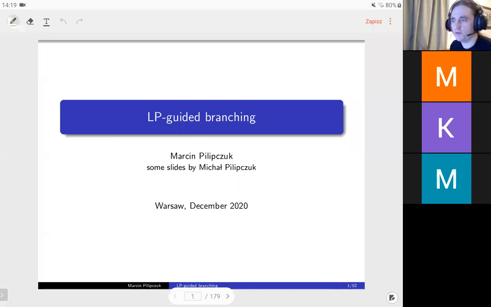Hello. So today we have probably the most far-reaching and complex lecture during this course. We'll be doing something which we sometimes dub LP-guided branching. It will really be like branching algorithms. We'll be looking at how the solution of the LP relaxation to the problem changes over time, and we're measuring the progress of the branching algorithm by looking at how it affects the LP relaxation for the problem.